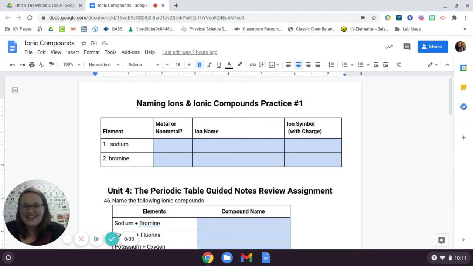How you name ions and ionic compounds. So the first part of this that I have pulled up on this document is the first two questions on your naming ions and ionic compounds, practice number 1.